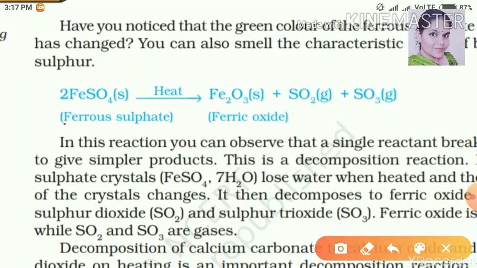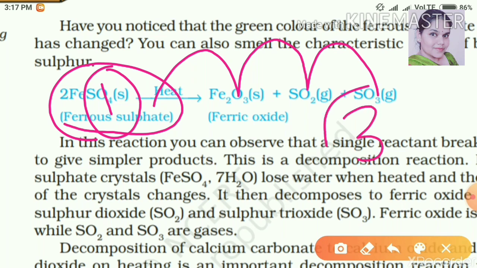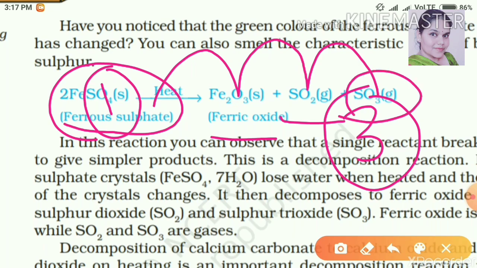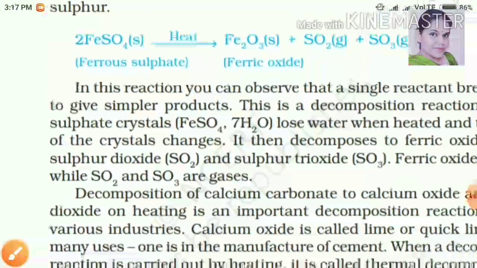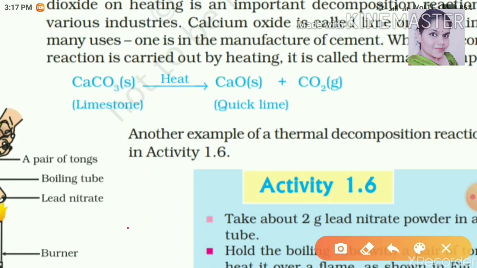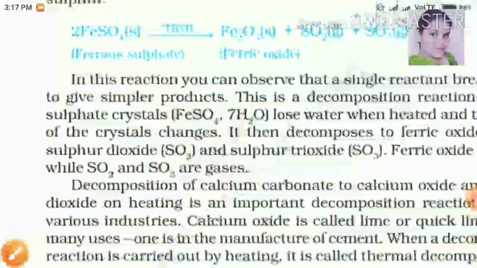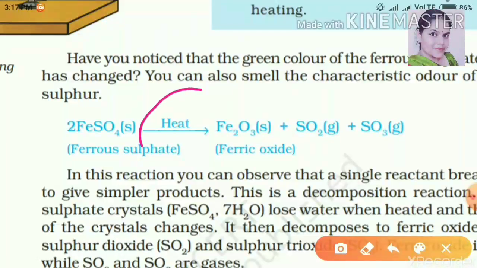This is the equation where ferrous sulfate, which is a single reactant, decomposes into three products, which are ferric oxide, sulfur dioxide and sulfur trioxide. Similarly, we have one more example where limestone decomposes with the help of heat into quicklime and carbon dioxide. In the previous equation also we have used heat.